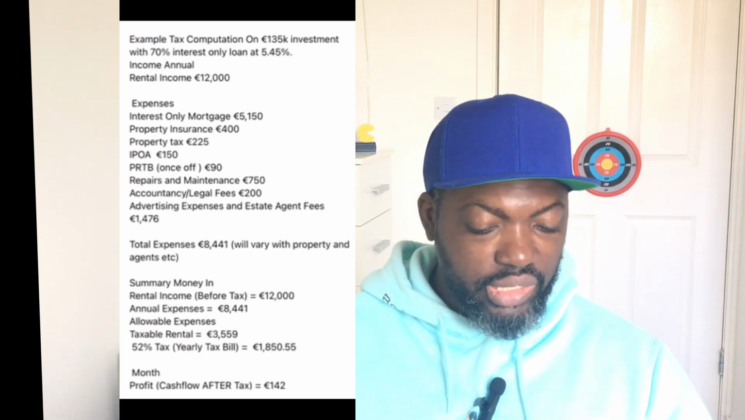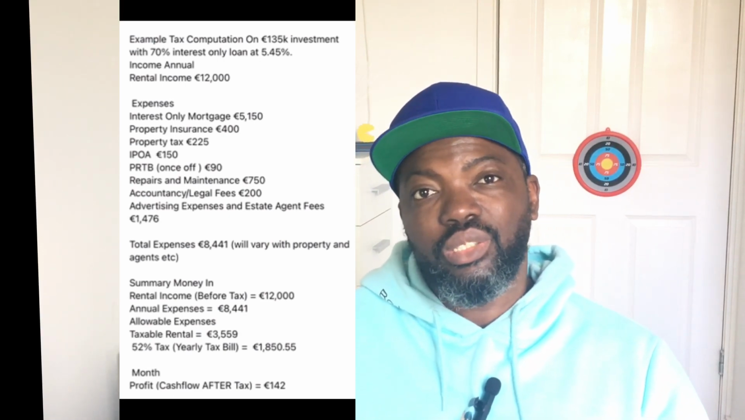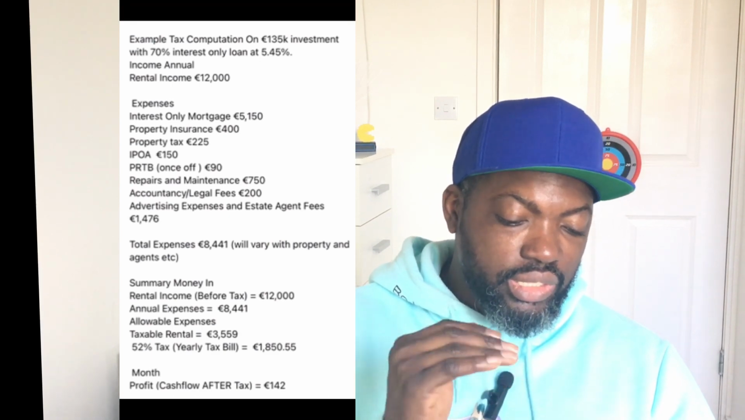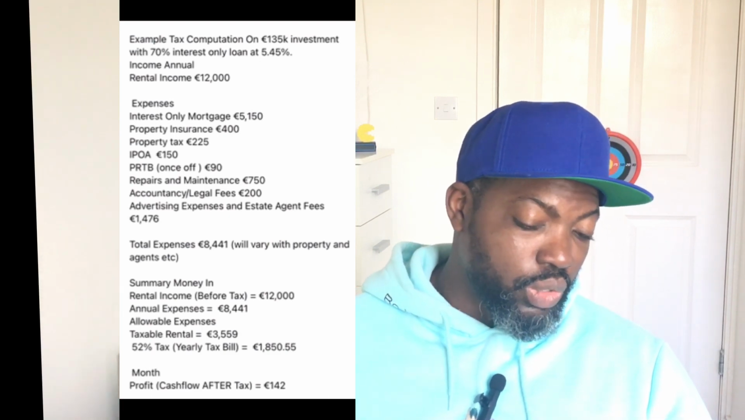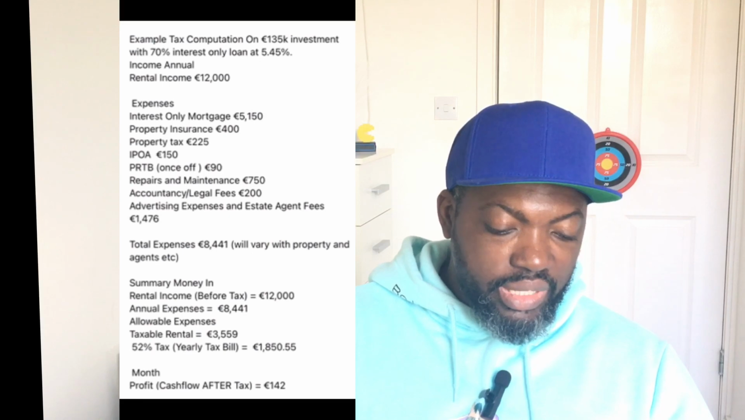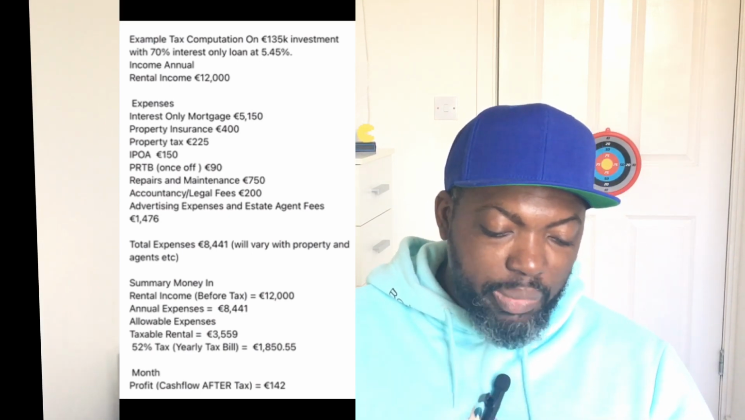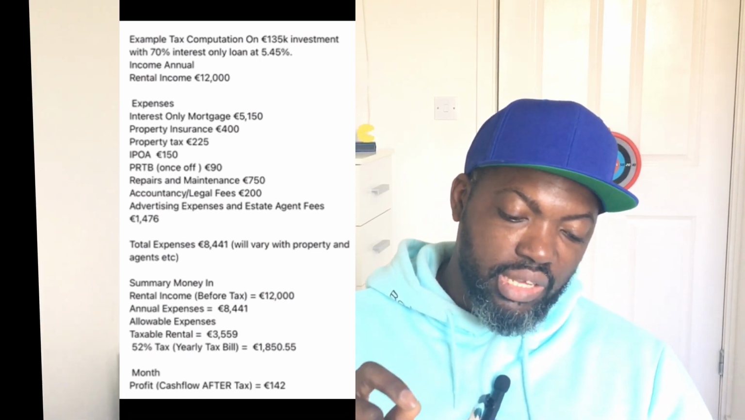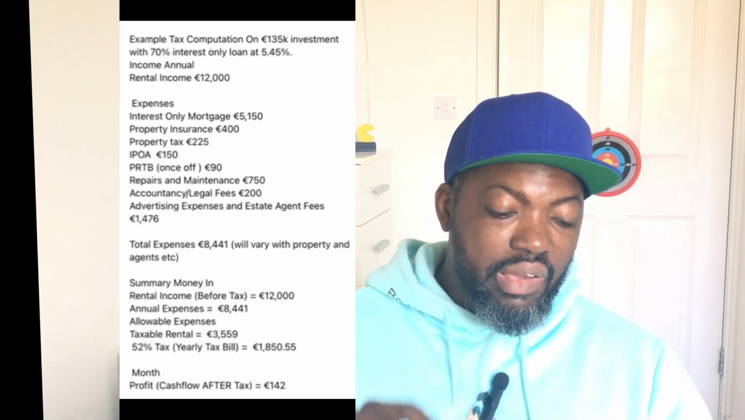Total expenses, 8,441. And like it says here, it will vary with property and agents, okay? But this is a ballpark figure. Now, look at the bottom part of it. The summary, money in: the total you have in from your own pocket was 40,500. But look at the rental income. Before tax, you're getting 12,000. The annual expenses is what we just did, 8,445. If you subtract the 8,445 from the 12,000, you're left with 3,559.